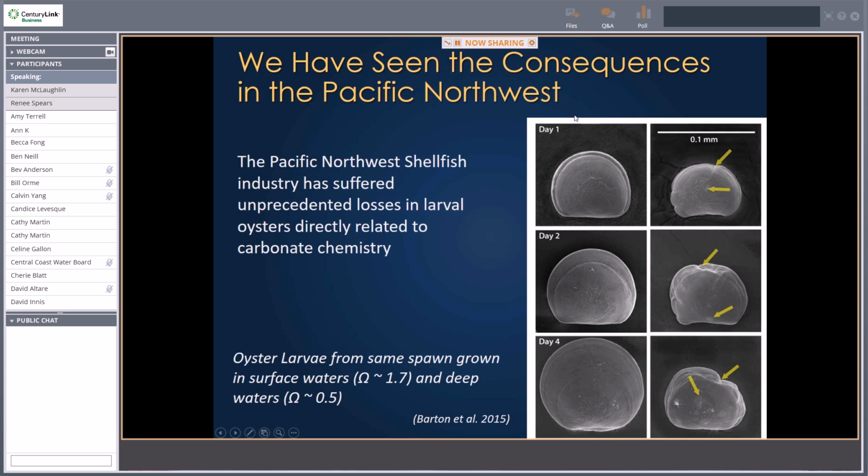The two samples are basically oyster larvae from the same spawn group. The left-hand panel here is from larvae grown in surface waters where aragonite saturation state is 1.7. And the right-hand side is that same spawn group, grown in waters taken from a deep intake where aragonite saturation state was 0.5. And you can clearly see the impacts on the organisms when aragonite saturation state is below that critical threshold.